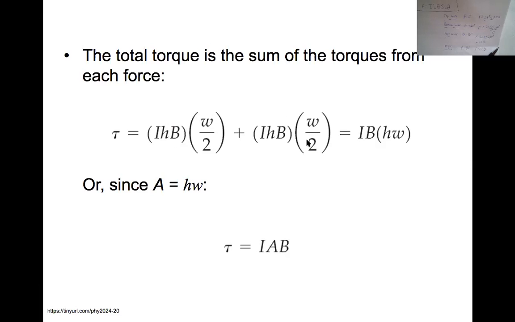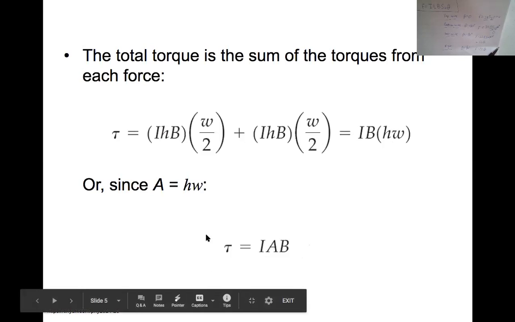They are the same magnitude, okay? So it's going to be equal to I times B times H times W, okay? Because 1/2 W plus 1/2 W will be W. So IBH times W. Now, height times width of the loop will give you area, okay? So H times W equals area. So then the torque on the loop is going to be equal to the current in the loop times the area of the loop times the magnetic field, okay? So I times A times B, that gives you the torque, all right?